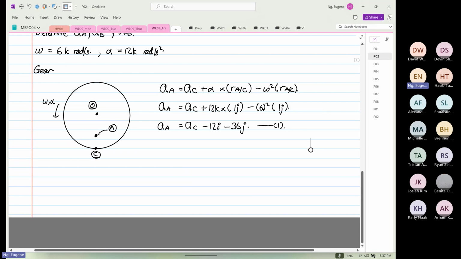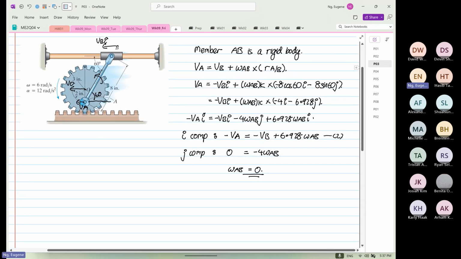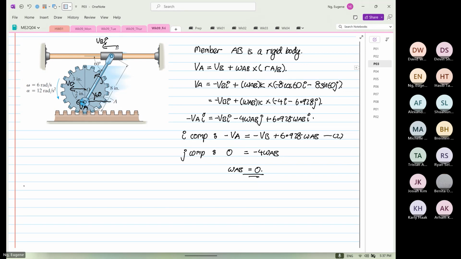So we can form point A relative to point O. Okay, so this has been proven. So acceleration at point A is equal to acceleration at point naught. Okay, so that's another equation that we can form. Plus alpha cross R A from naught minus omega squared R A from naught.